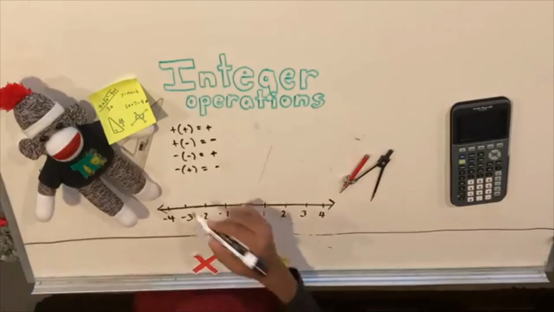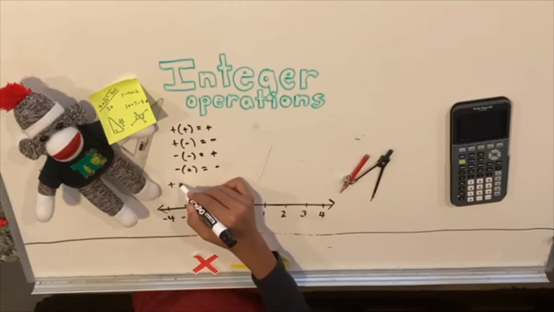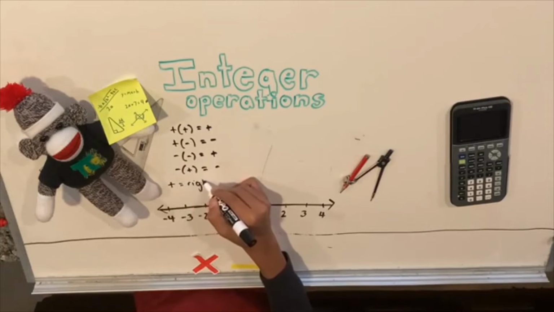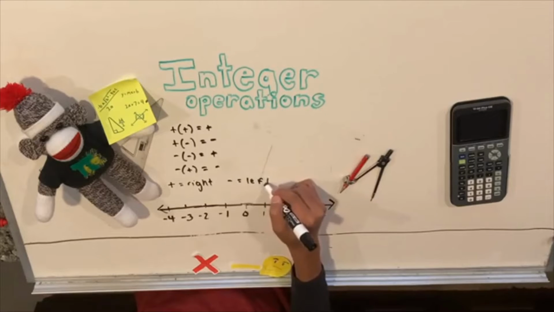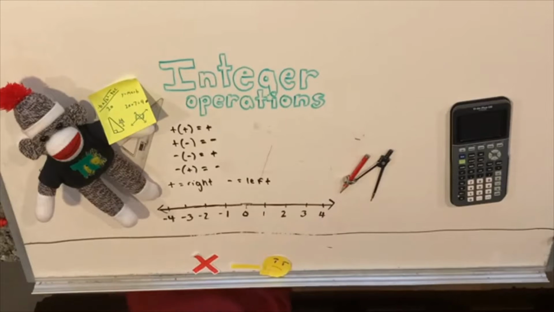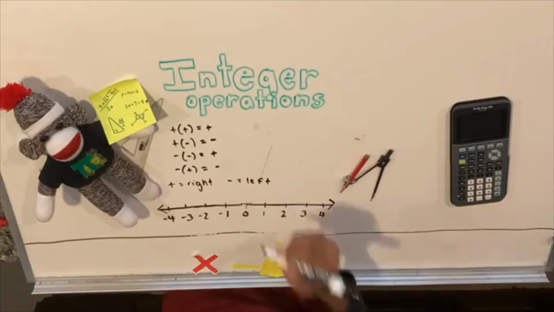One more thing is that when we're adding, we're going to the right on the number line. And when we're subtracting, we're going to the left. So now let's do some practice problems.